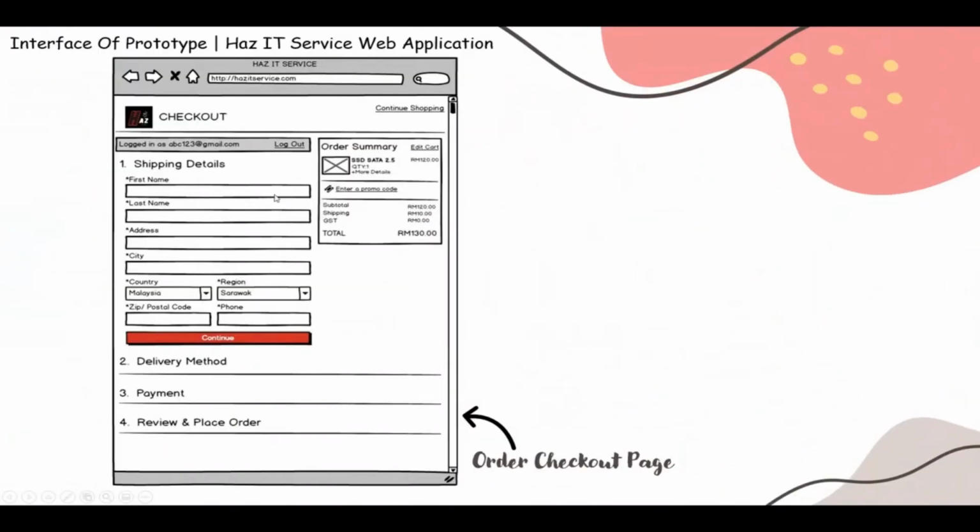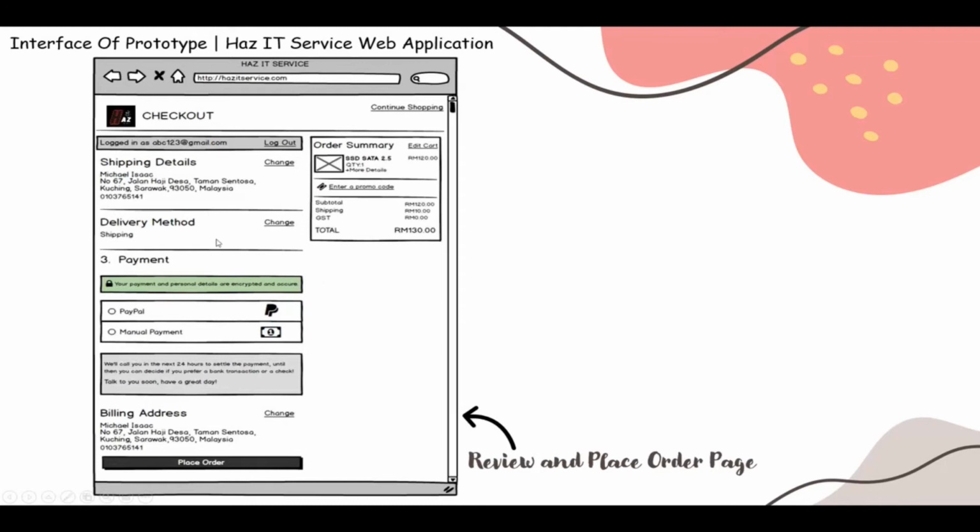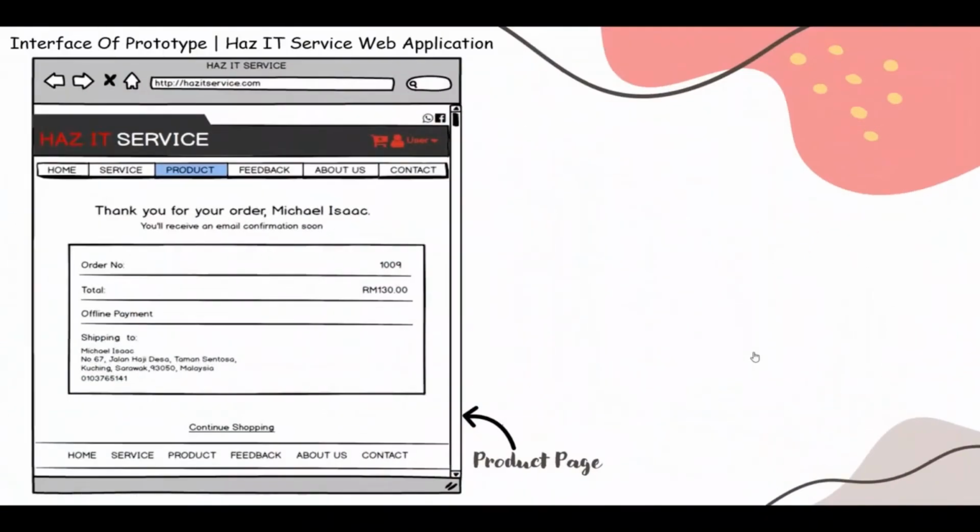And here in this interface, they need to enter all the shipping details. This kind of interface is easy for users to understand what to input and what data they need to fill in. And here we show all the details when they have entered all the data. And lastly, this will show the successful order of the product they want to buy.